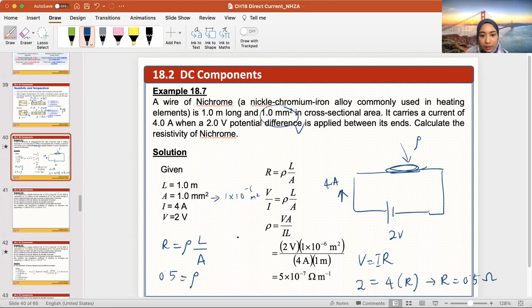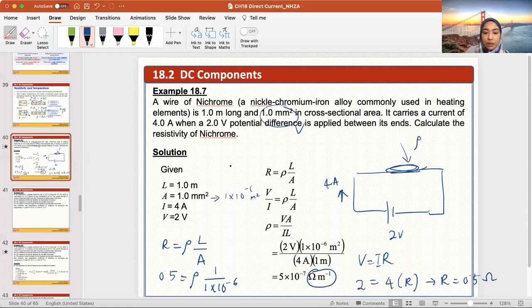So your L is 1 and your area is 1 times 10 to the minus 6. Okay, so just use your calculator. So you will get rho as 5 times 10 to the minus 7, and your rho is the, what do you call this? The units is ohm over meter. So we did not discuss about this yet.